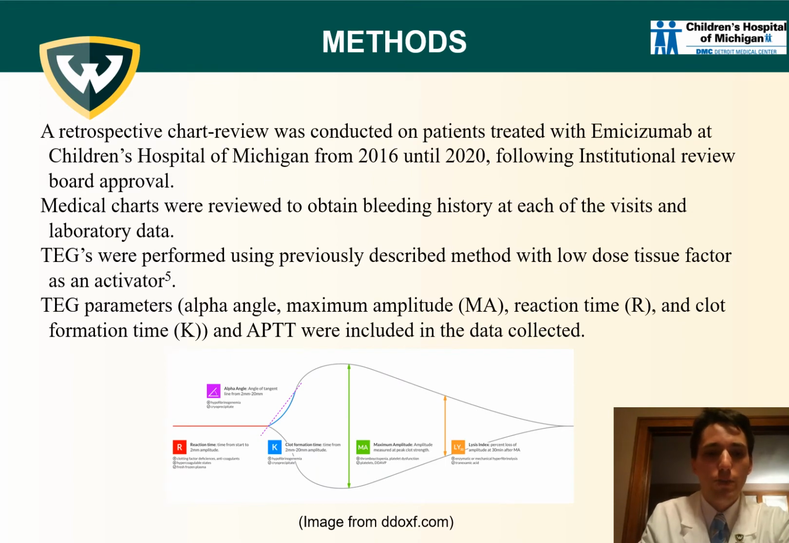The methods we used were a retrospective chart review at Children's Hospital of Michigan. We obtained institutional review board approval, and we looked at patients from 2016 until 2020. TEGs are normally done as a standard of care, so we're able to look at all the parameters for the TEG and compare them. And below here on the bottom is a printout from a TEG. This just gives you an idea of what the parameters are.